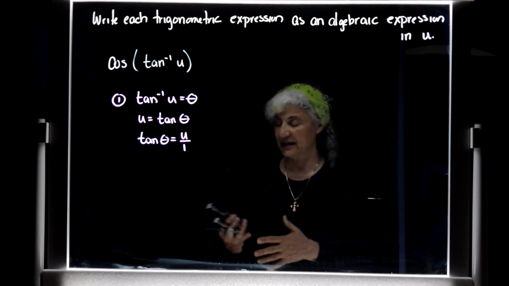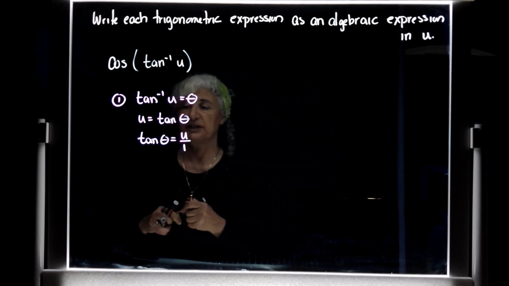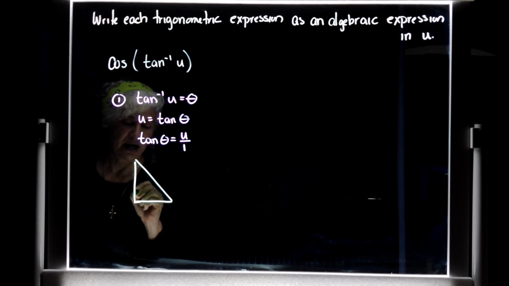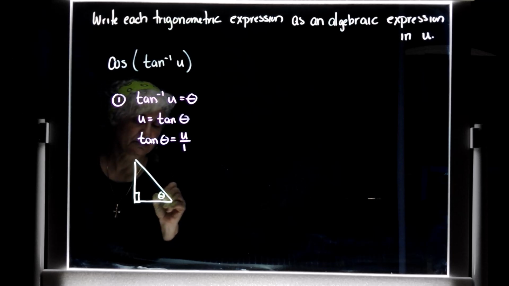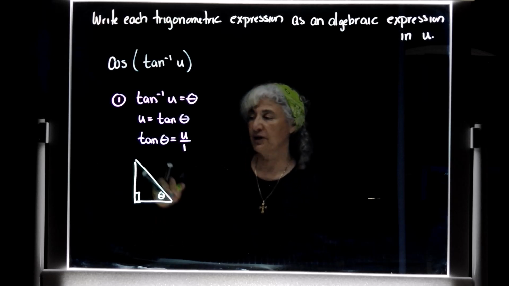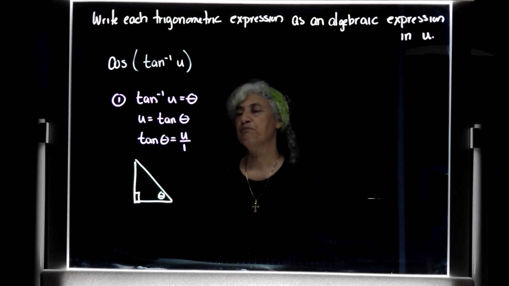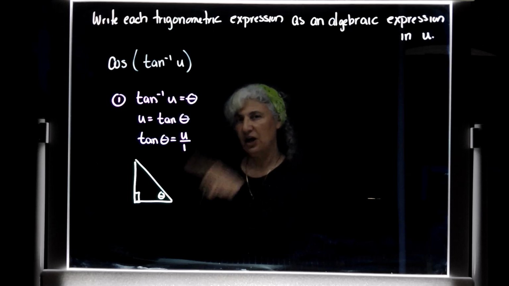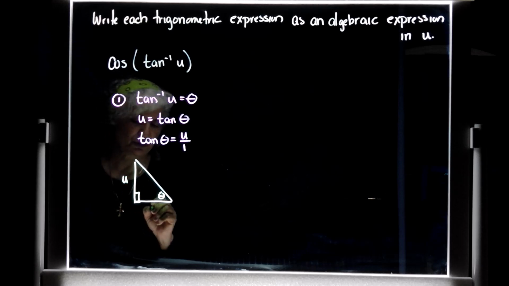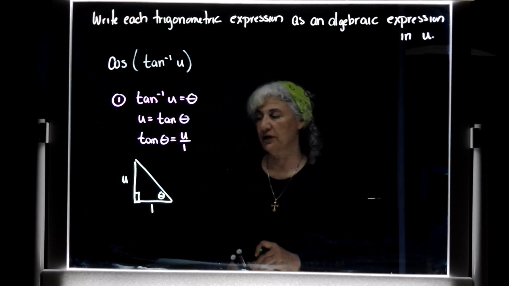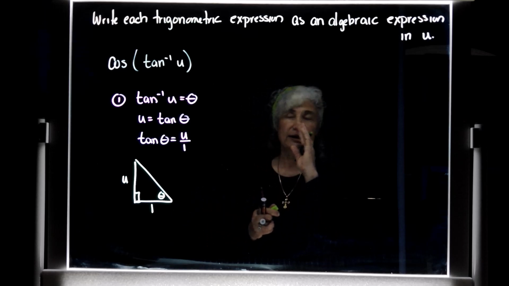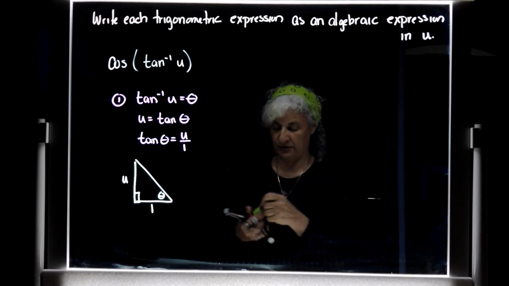So because of that, I am going to draw a right triangle. I am going to put theta somewhere. I always write it in the bottom right corner. That's just where I always write theta. You can write it up top. It doesn't make a difference. And we said tangent is opposite over adjacent, which means the opposite side needs to be the variable u and the adjacent side is the variable 1, or the number 1. Good? Okay.